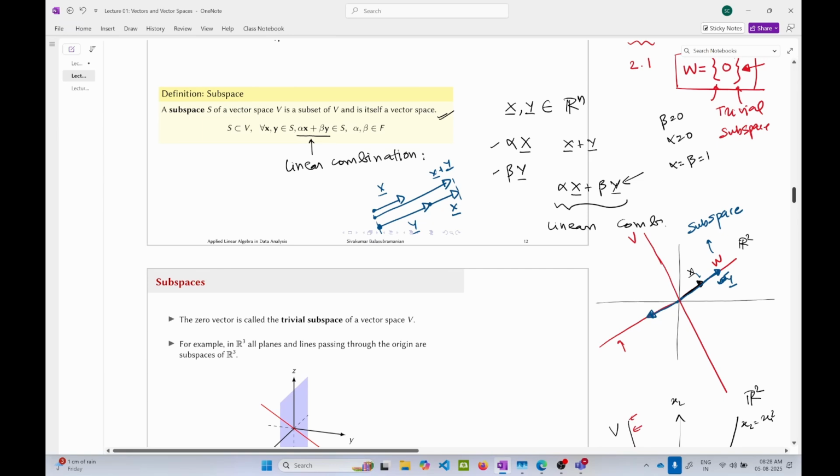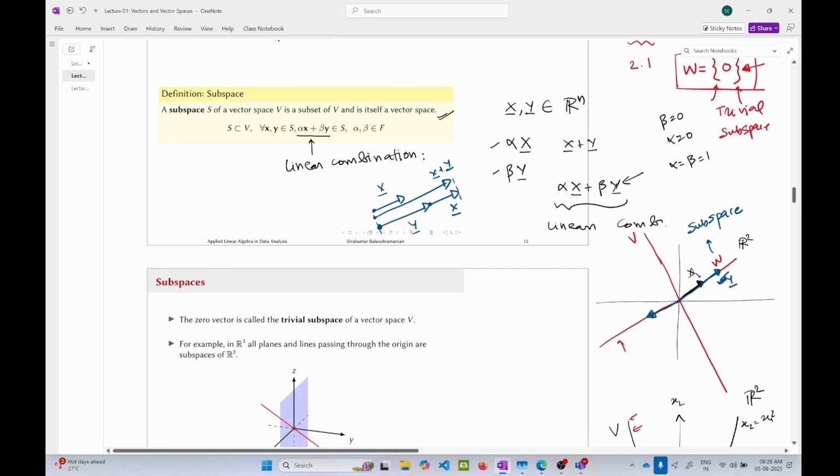What about lines passing through the origin? Yes, flat, infinite extent, it's fine. What about planes passing through the origin? It will turn out that those will be subspaces of R3. What about the sphere? Actually, it's not. Anytime you have any curvature, you're done. It's not a flat surface, so those will not be subspaces of R3.